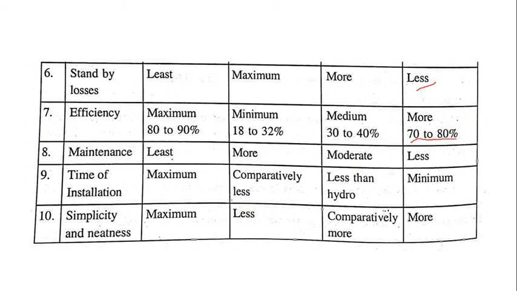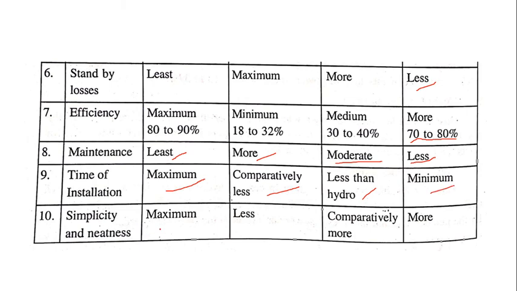Maintenance required by the hydro power plant is least, thermal power plant is more, in nuclear power plant it is moderate, and in diesel power plant it is less. Then after, time of installation: in hydro power plant it is maximum. Then for the thermal power plant it is comparatively less, in nuclear power plant it is less than hydro, and for the diesel power plant it is very much minimum.